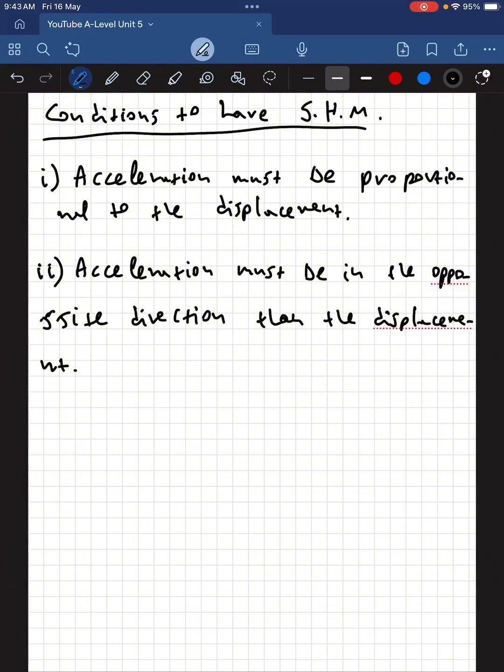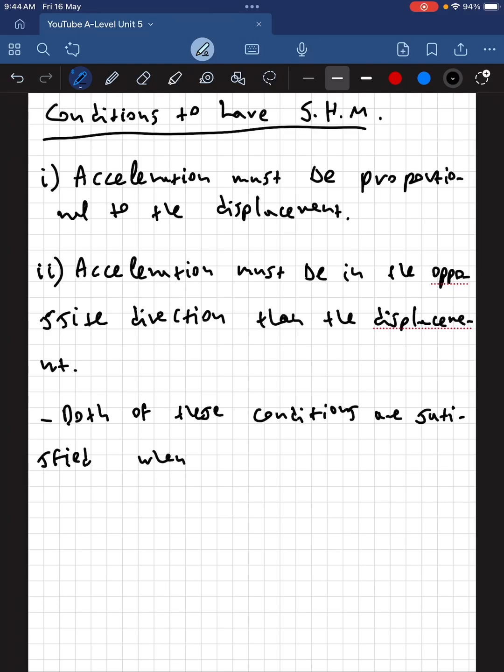And this is it pretty much. These are the two conditions. I'm sorry, I made it sound like there was a third one, but there is not. So both of these conditions are satisfied when the acceleration is equal to minus omega squared times x, okay? And omega is the angular frequency of this oscillation. So it's the time needed for one cycle to complete, just like in the circular motion, okay?